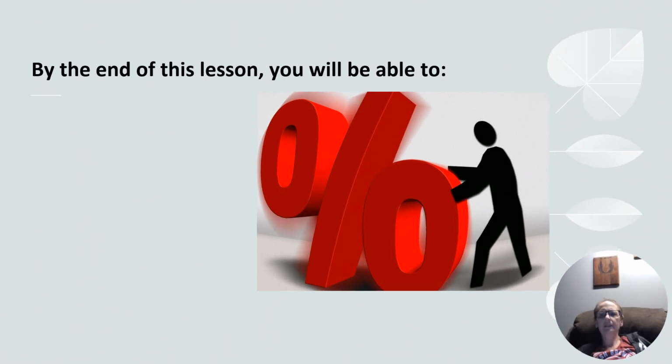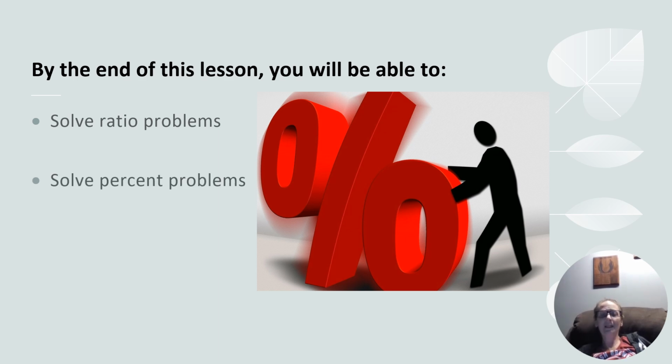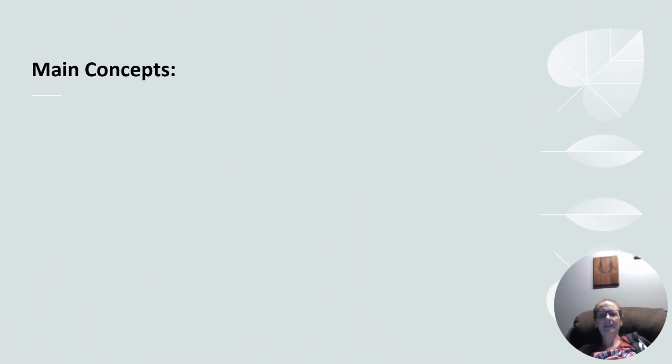By the end of today's lesson, you'll be able to do the following. You'll be able to solve ratio problems, and you'll be able to solve percent problems, which is pretty obvious from the title. The main concepts for today are as follows. Your basic idea is to set up a ratio and then cross multiply to solve. You just got to make sure you're cross multiplying the correct thing when you're doing ratios that involve more than two things.